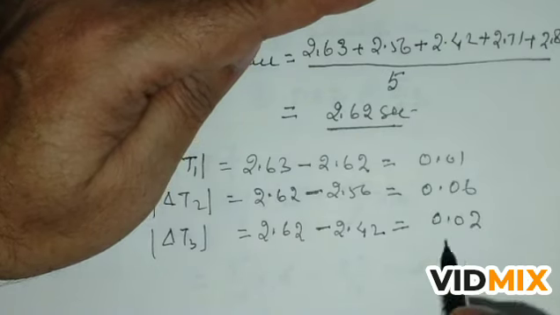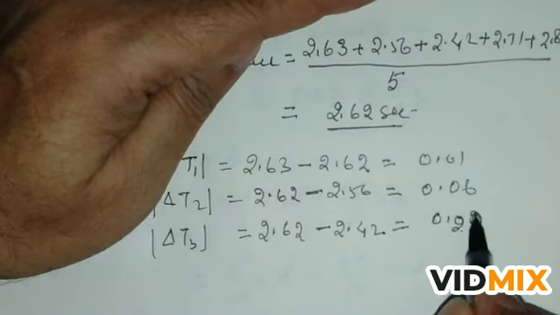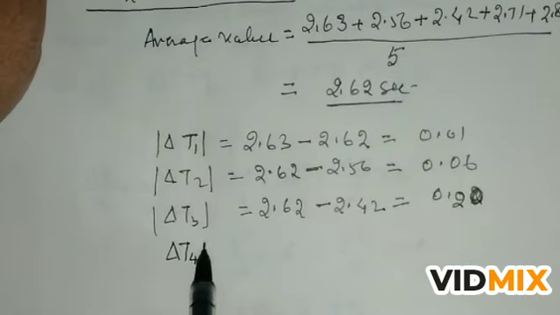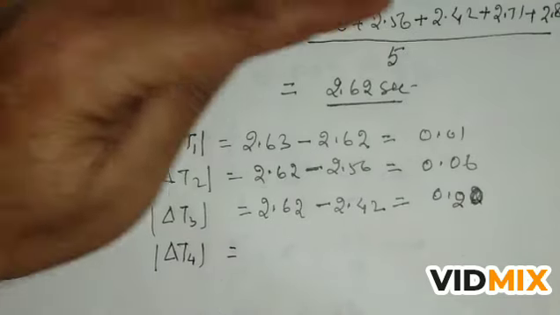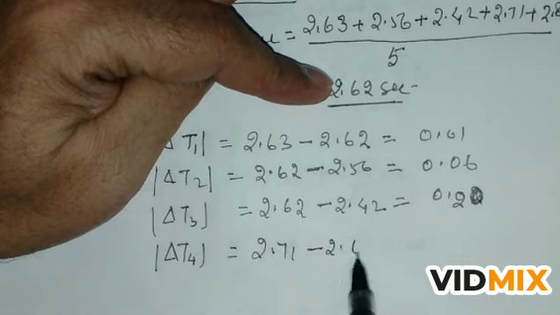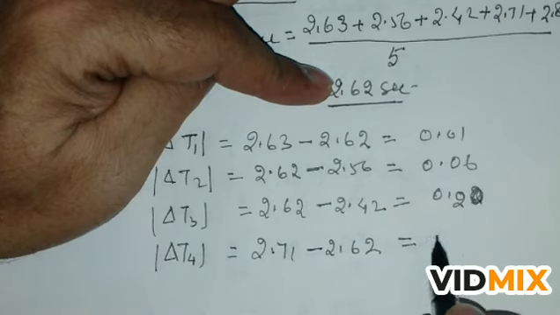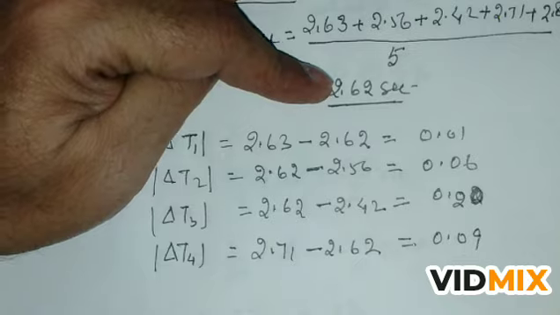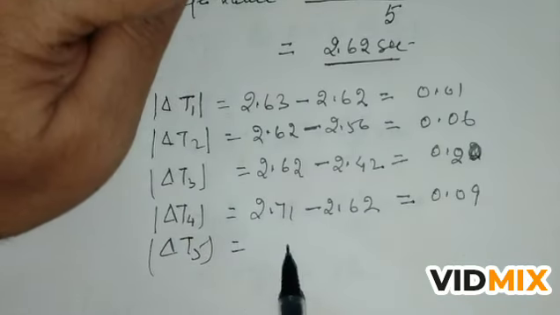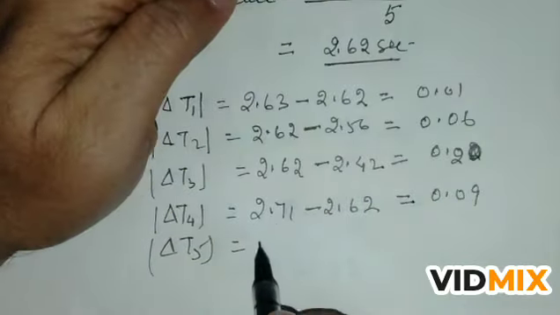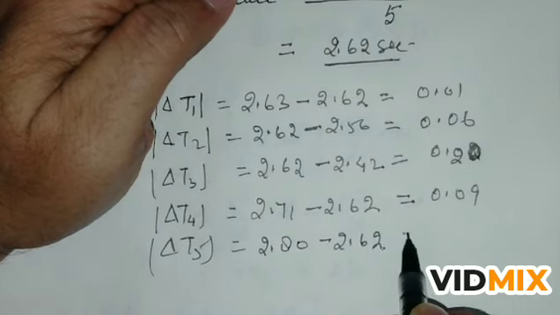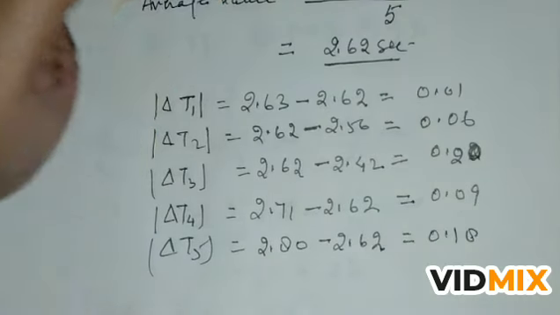Now again delta T3, it is less, 2.42, so 2.62 minus 2.42 is equal to 0.02, sorry, 0.20, and delta T4, now it is more than 2.62, so 2.71 minus 2.62 is equal to 0.09, and delta T5 is equal to 2.80 minus 2.62, it is equal to 0.18.